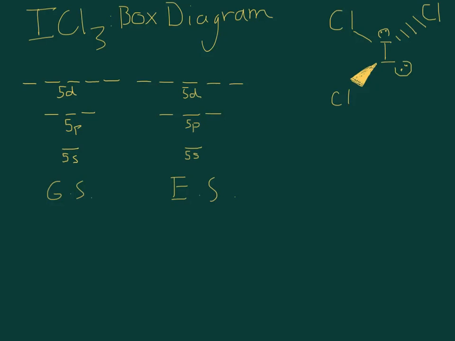So, iodine has 7 valence electrons, and we will fill our ground state shells as so. And now, to promote a ground state electron to its excited state by adding energy, like so. Adding energy, taking 1 electron and exciting it to a higher valence shell, like so.